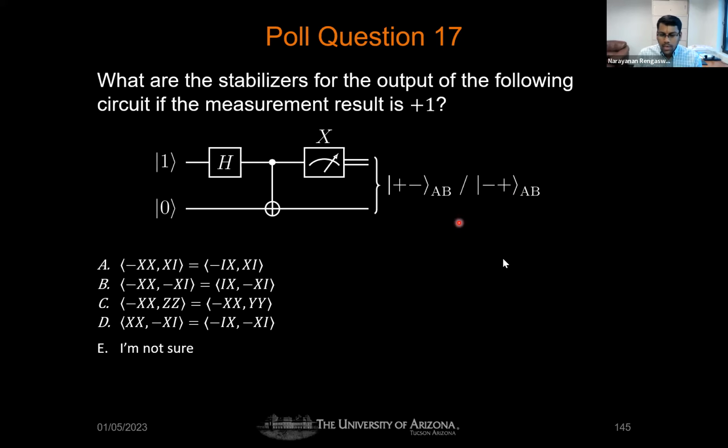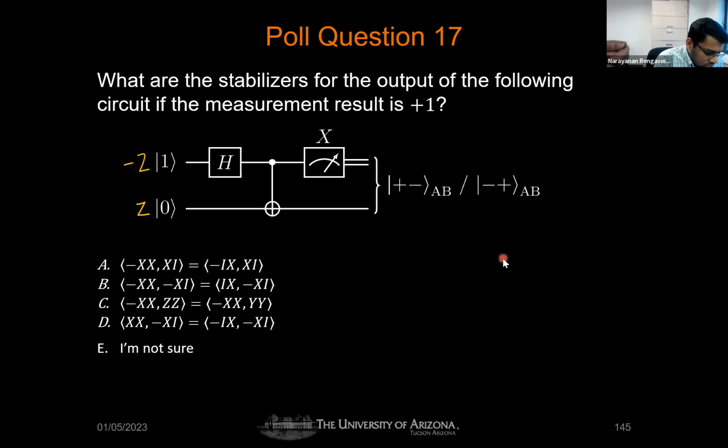Okay, so it seems like things were not as clear. So let me do this again. What you do for a problem like this is you start with the stabilizers for the input. You know that Z fixes 0, but Z acting on 1 gives -1, so minus Z fixes 1. Those are the input stabilizers.